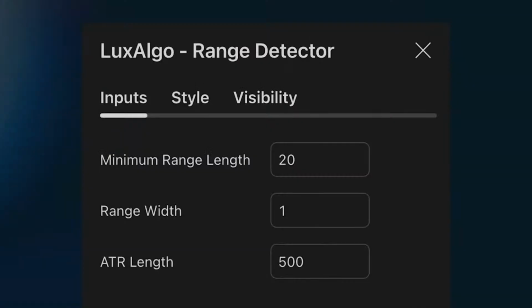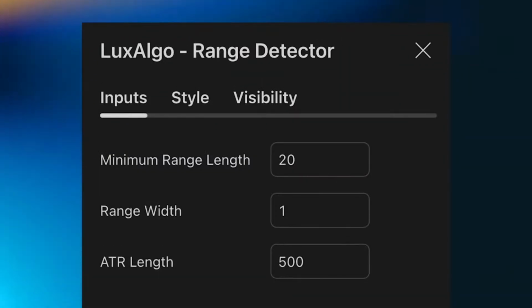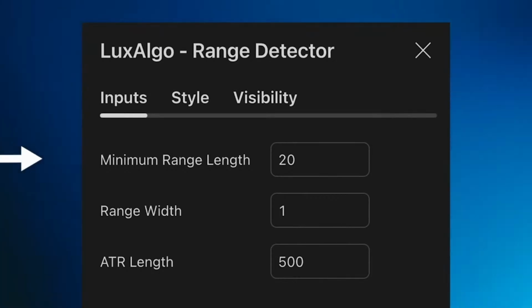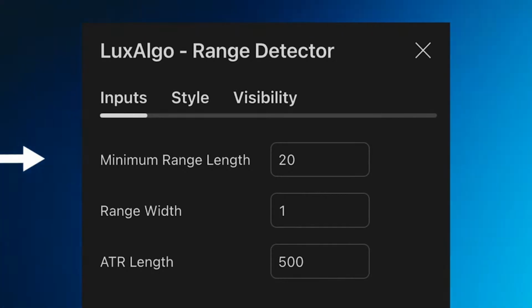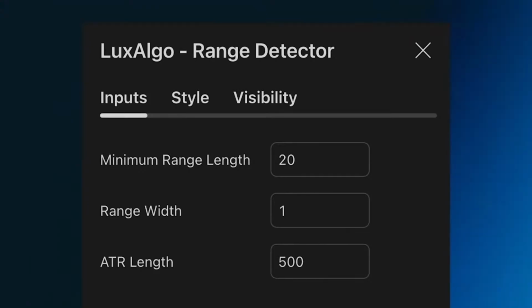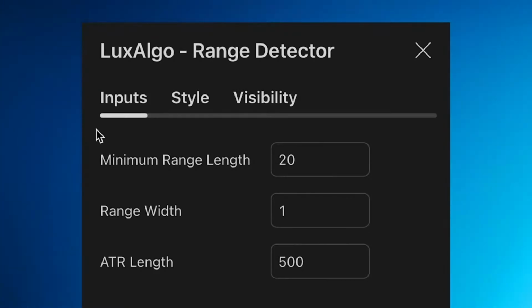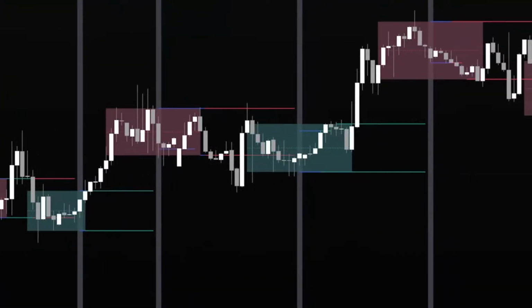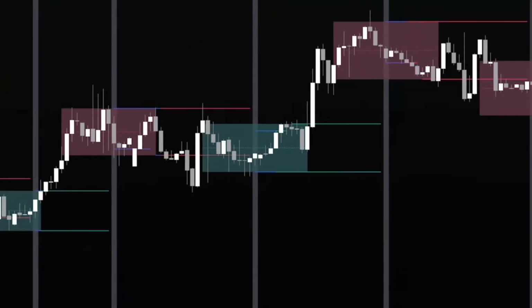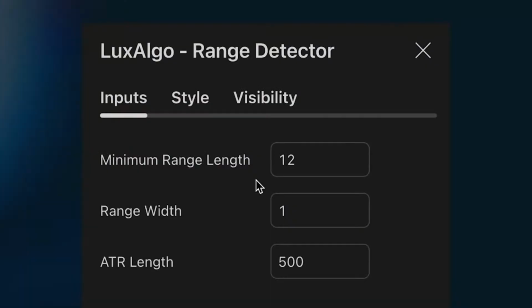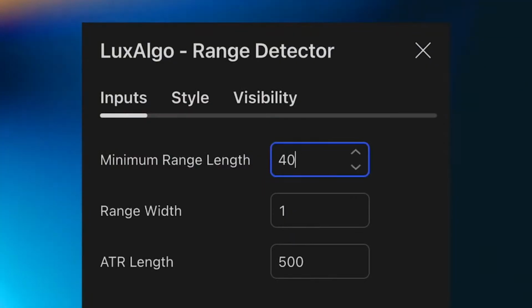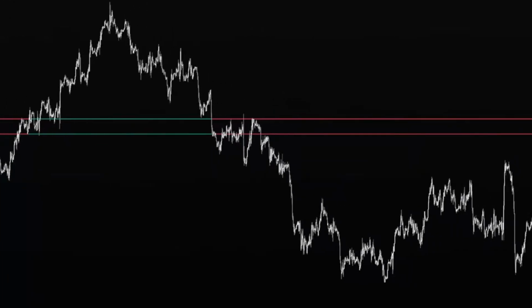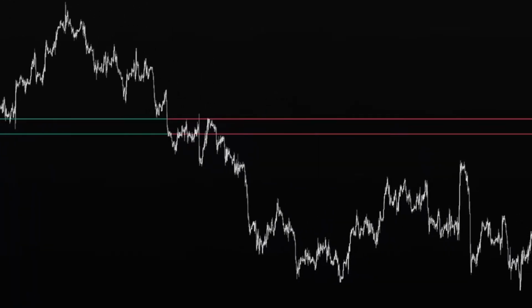Inside the settings of the range detector, you'll find 3 core options that directly influence how ranges are identified on your chart. The first is minimum range length, which determines how many consecutive candles must remain within a tight, volatility-based envelope before a range is confirmed. Choosing a lower value, like 10 to 15, allows the indicator to detect quicker, shorter consolidations, useful if you're aiming for more frequent signals. On the other hand, setting it higher, say between 30 to 50, focuses detection on longer, more significant pauses in price action, often leading to fewer but more powerful breakout opportunities.